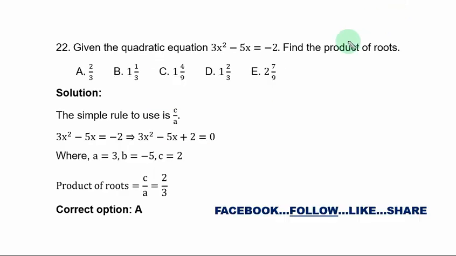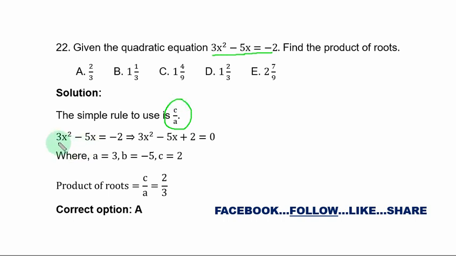Question 22. Given the quadratic equation 3s squared minus 5s equal to minus 2, find the product of roots. Here, you are supposed to factorize the equation or solve using any other method. Then you multiply the two roots together. But there is a simple rule: c over a is the same as the product of roots.